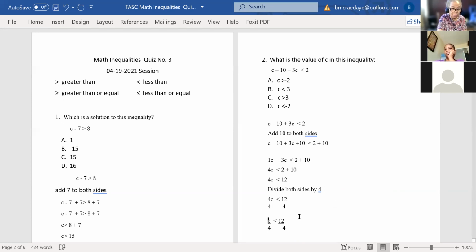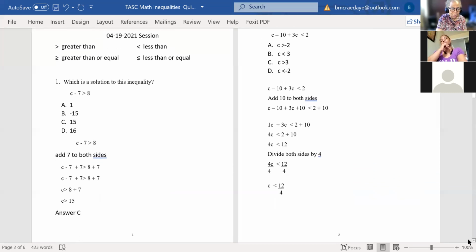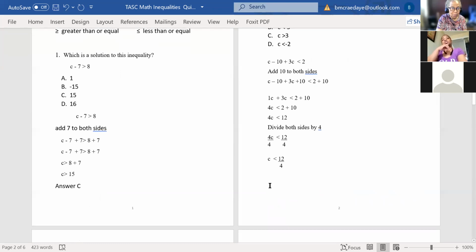Okay, let's take the 4 out. And the 4 out here. And take the underline out. Now we have C less than 12 over 4. So what do we do next, Vanessa? Continue to divide. Okay, so 4 into 12 is 3. That's it. Excellent. So we get our answer.